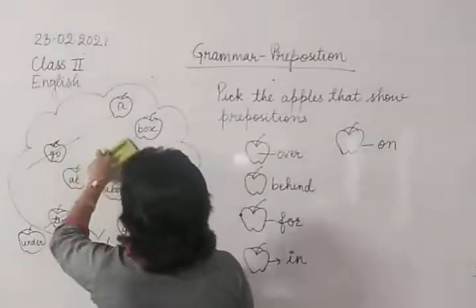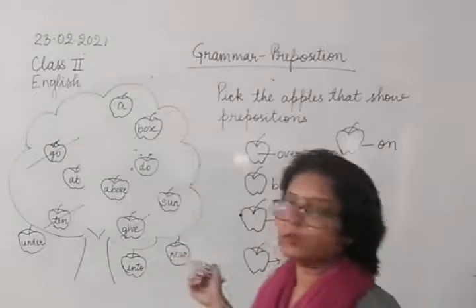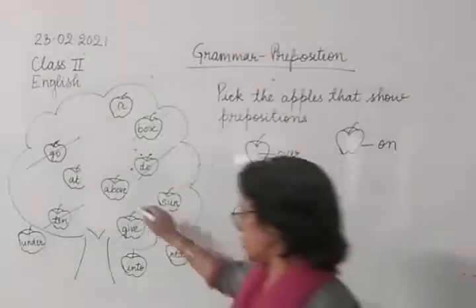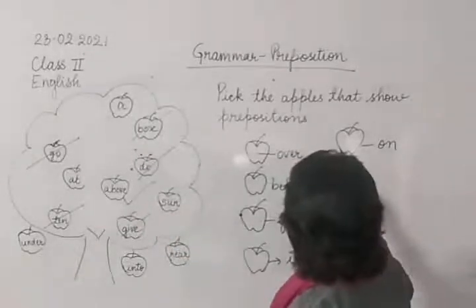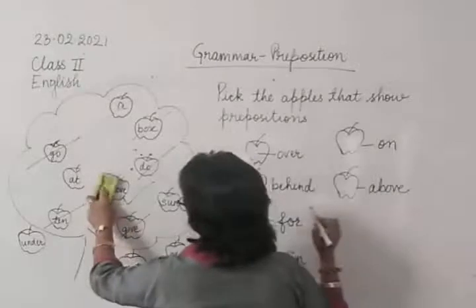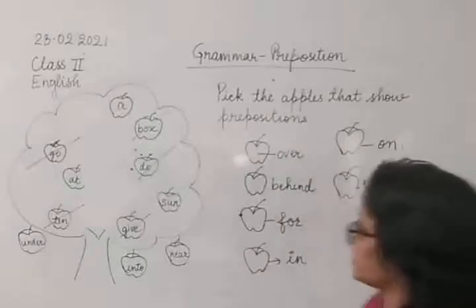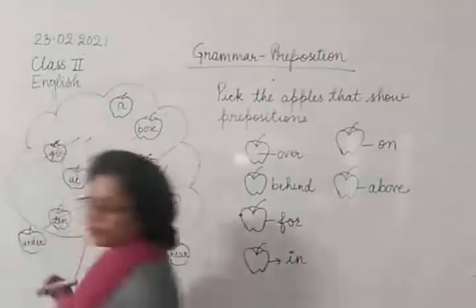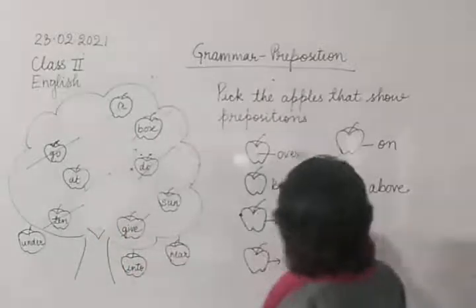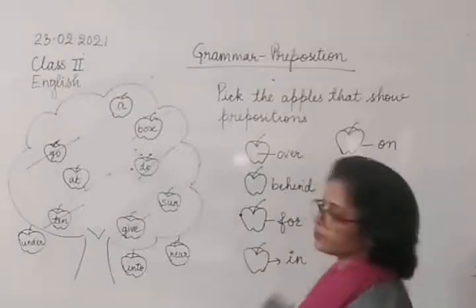We picked. Next is do. D-O, do. Do is action, verb है ये, तो ये भी नहीं. Above. Above is a preposition. A-B-O-V-E. And we will pick it from here. यहाँ से हमने उसको ले लिया. Next is at. At. Yes, at is also a preposition. So we will take this also. At. Okay.